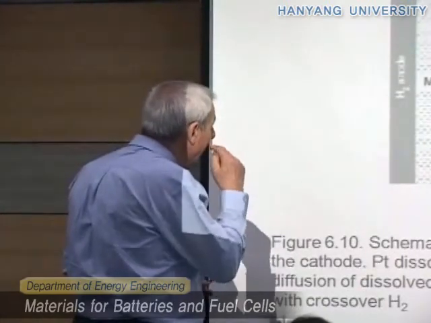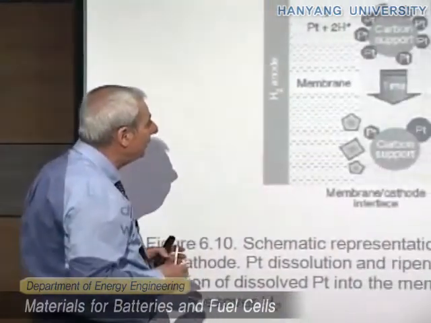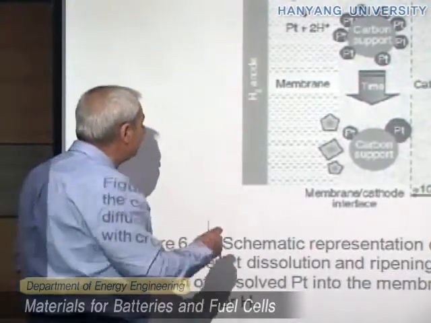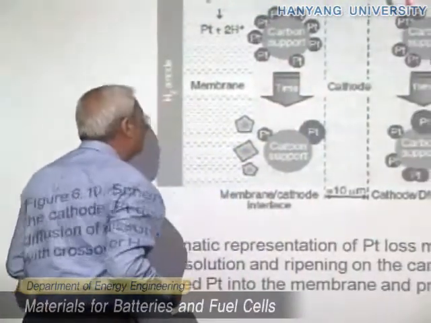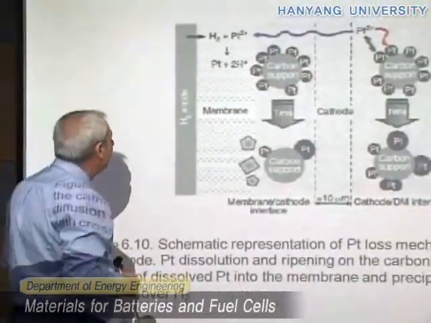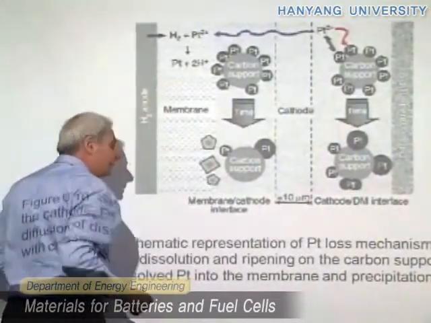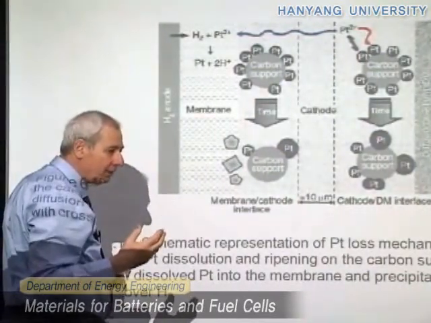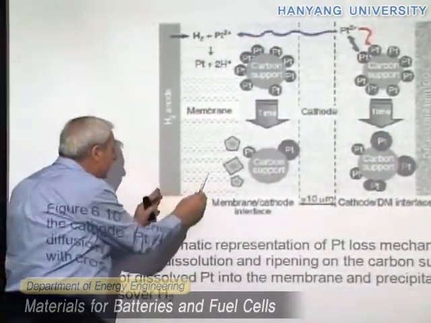Another problem is here. It may happen. Now you see again that you have here the situation of our MEA. So this is the membrane. This is your carbon with the particles of platinum. This is the other part. But what will happen is that some hydrogen can go through the membrane, the crossover that I mentioned before. So some hydrogen, instead of being oxidized here, can go through the membrane.